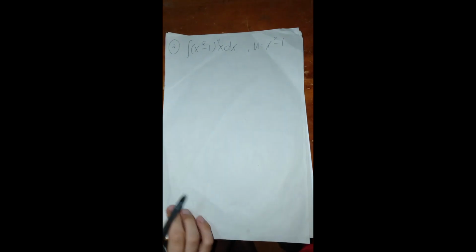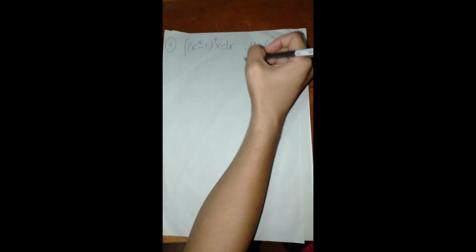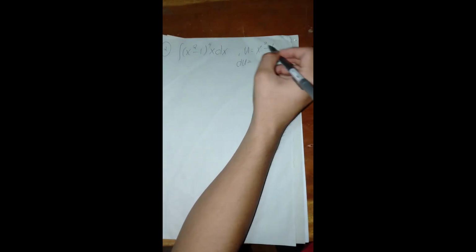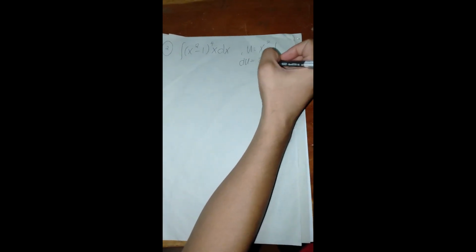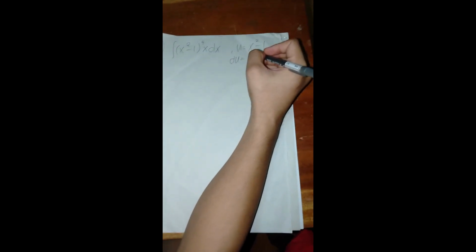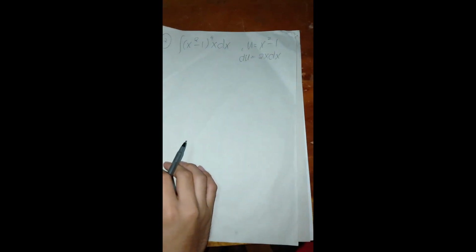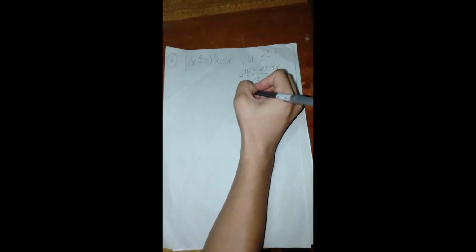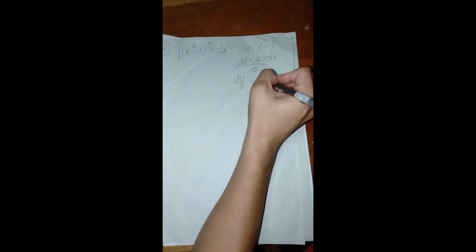Our u here is x squared minus 1. Clear? Then what's our du, or the derivative of u? Derivative of x squared minus 1 is 2x. Then, like I said, we always include the derivative of x, which is dx. So there's always a dx, guys, don't forget. Okay? Then if you divide this by 2, it cancels out, so du over 2 equals x dx.